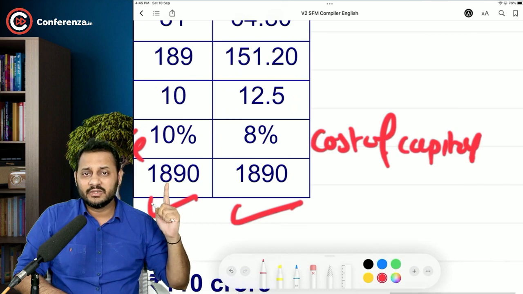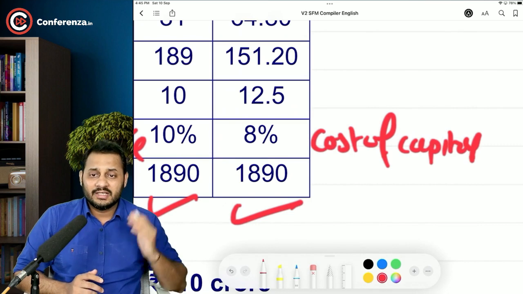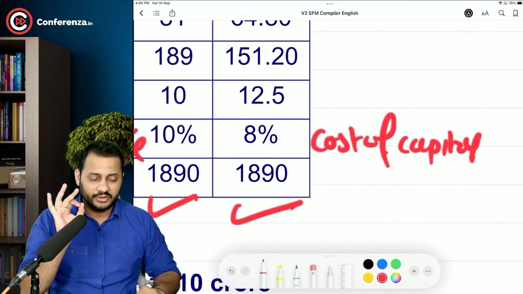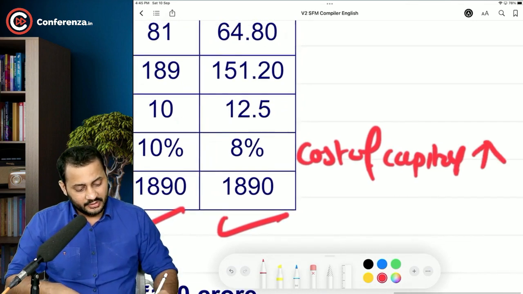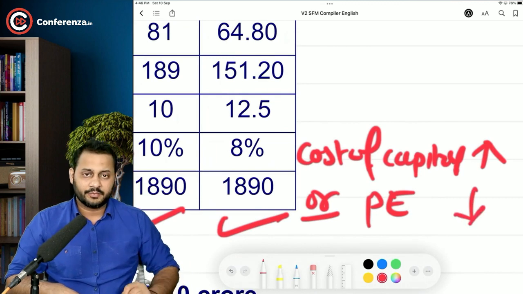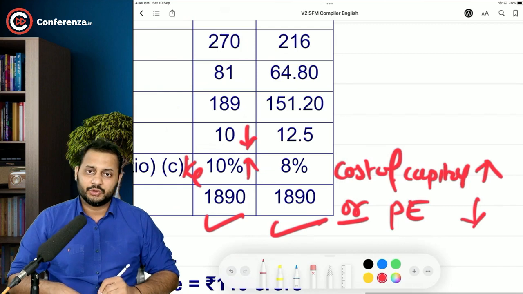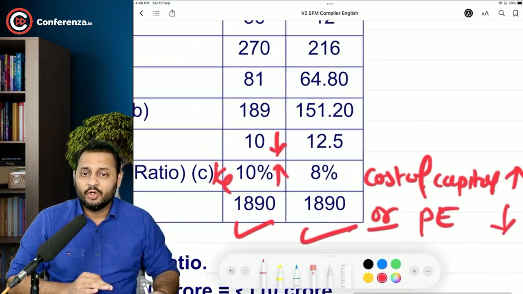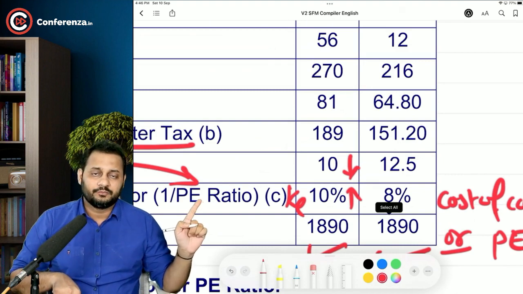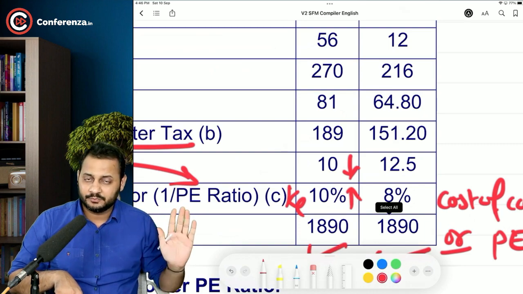And in running this business, you have to pay 10% on 1890. Why would you do that? Sell off unit 1. There are two answers to this: higher cost of capital, or the inverse of it, lower P ratio. You can clearly see higher cost of capital or lower P ratio means one and the same thing. Lower P ratio also means it is costing us more to keep running this business. Low P ratio means that only.